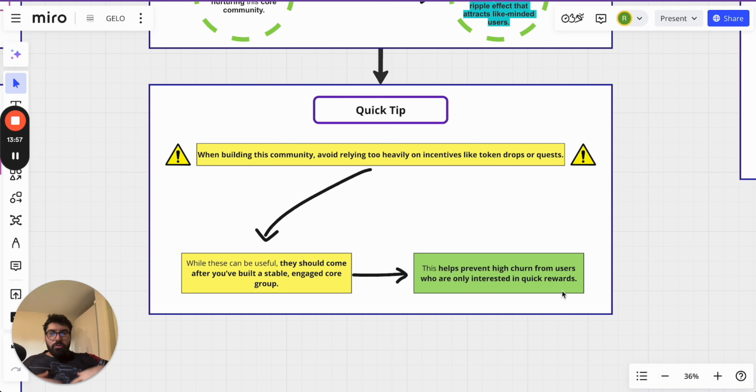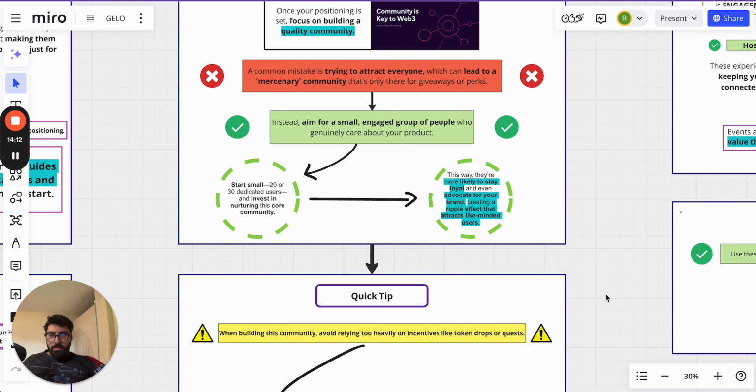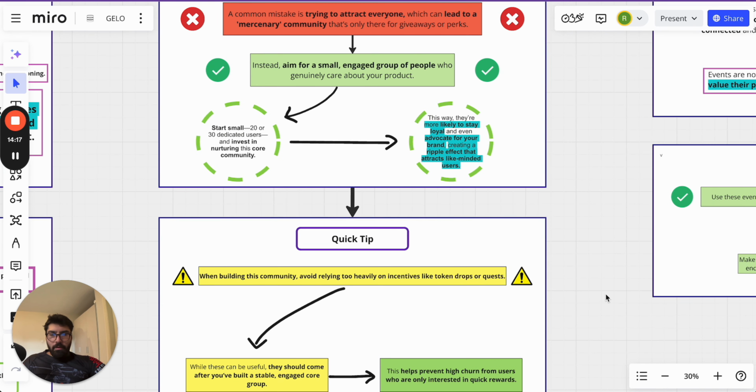So really take the time to quality assure your first early community members, spend time with them, understand them, work with them, get feedback from them, make them feel like they're really contributing to the product, and then they'll become evangelists, which you can help in their journey down the line, and they can help you back.